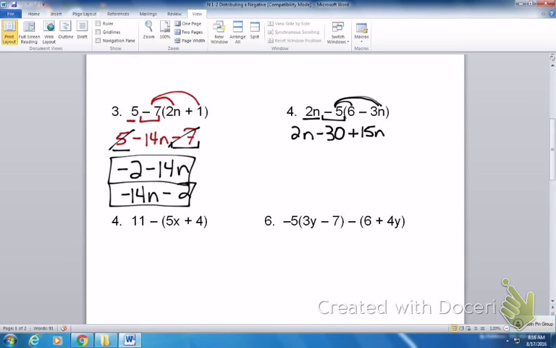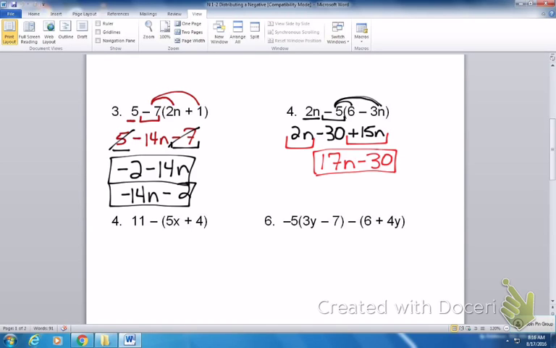Now again, it looks like I have some terms I can combine. I've got a 2n and a plus 15n. Since their variables are exactly the same, I can combine them. I have 2n plus 15n is 17n. And the minus 30 can't be combined with anything, so it stays the same. 17n minus 30.